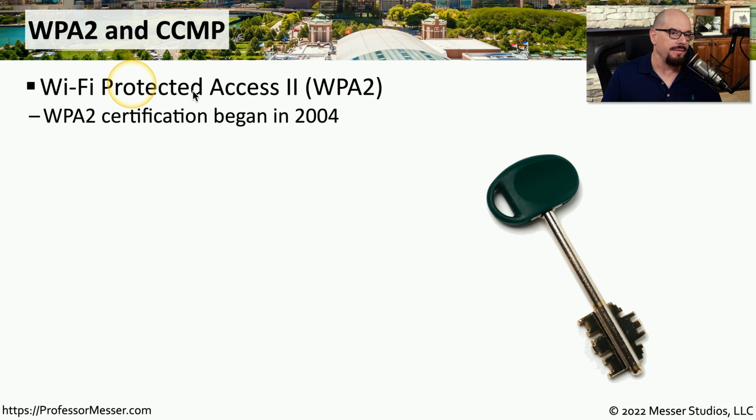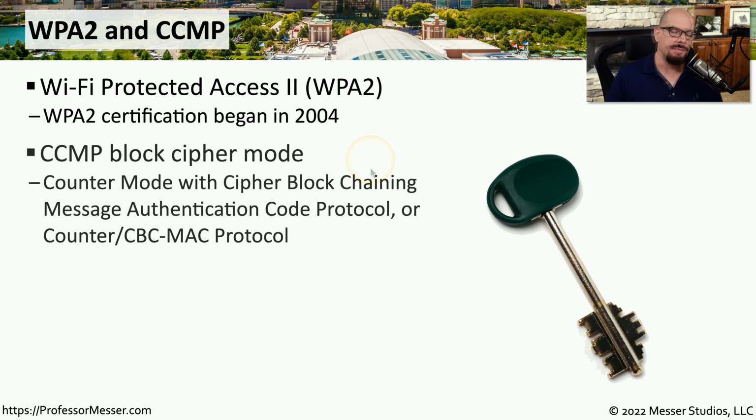We introduced Wi-Fi Protected Access version 2 in 2004. We often abbreviate this as WPA2. WPA2 uses what's known as a block cipher mode, which means it takes a block of data, it encrypts all of that data, and it sends the entire block across the network to the other side. WPA2 uses a block cipher mode called CCMP.